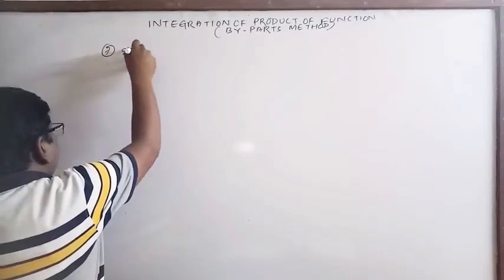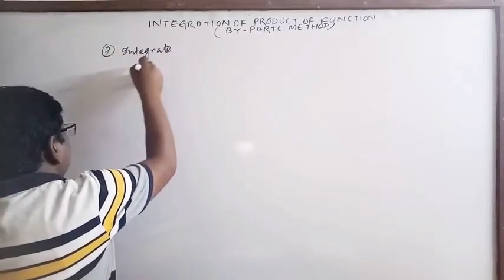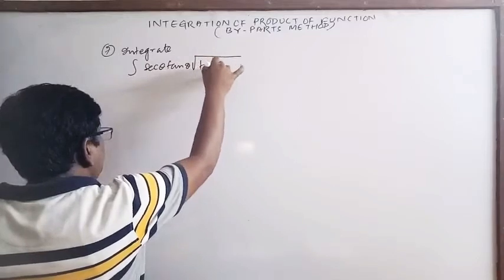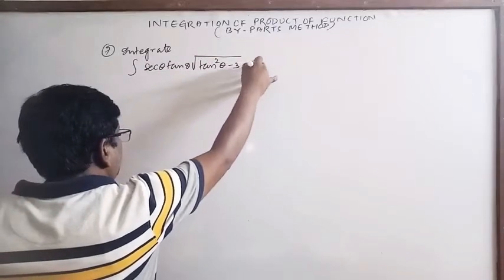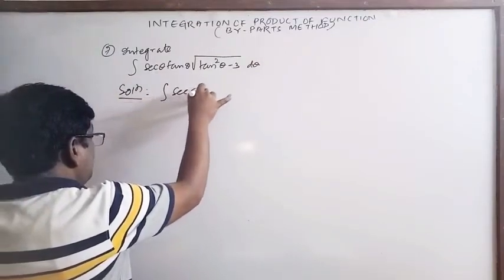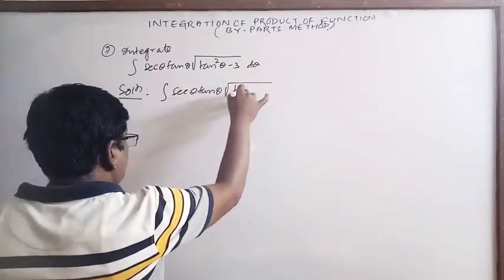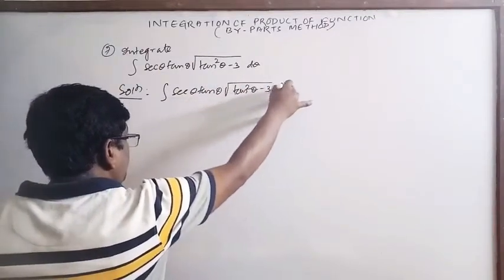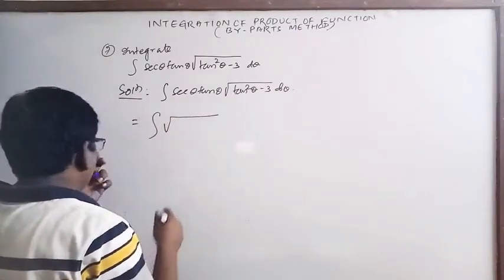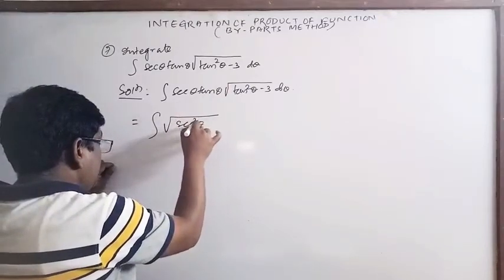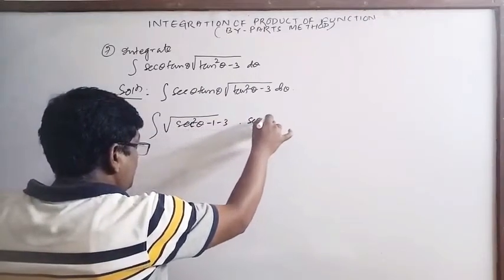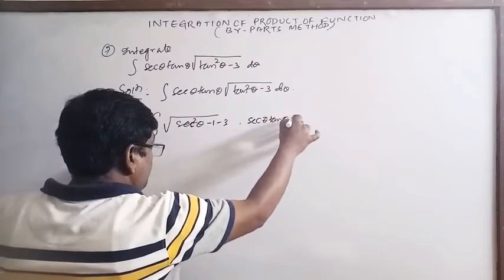Integrate sec theta into tan theta root over tan square theta minus 3 d theta. Clear? So the solution is: integration of sec theta tan theta root over tan square theta minus 3 d theta. This is equal to, tan square theta means sec square theta minus 1, so root over sec square theta minus 1 minus 3 into sec theta tan theta d theta.